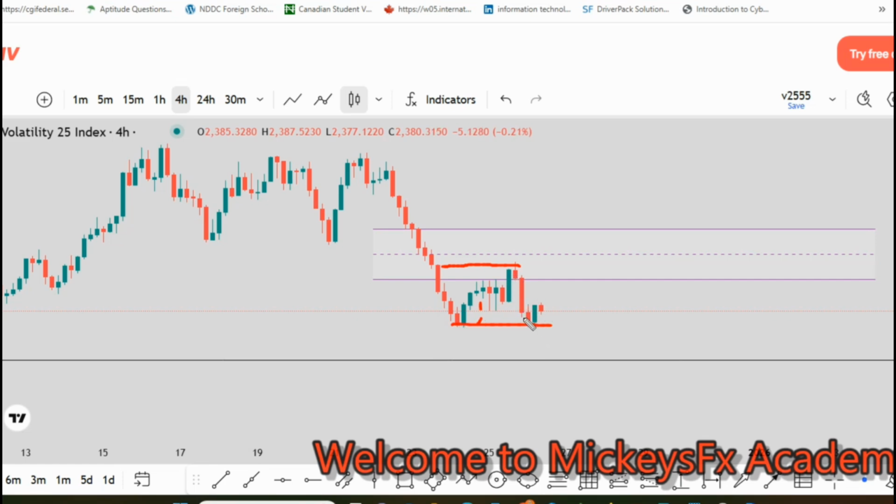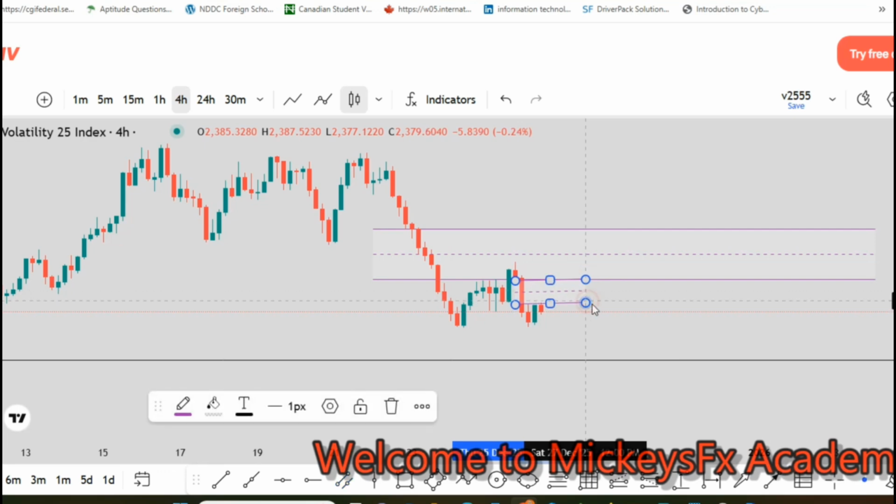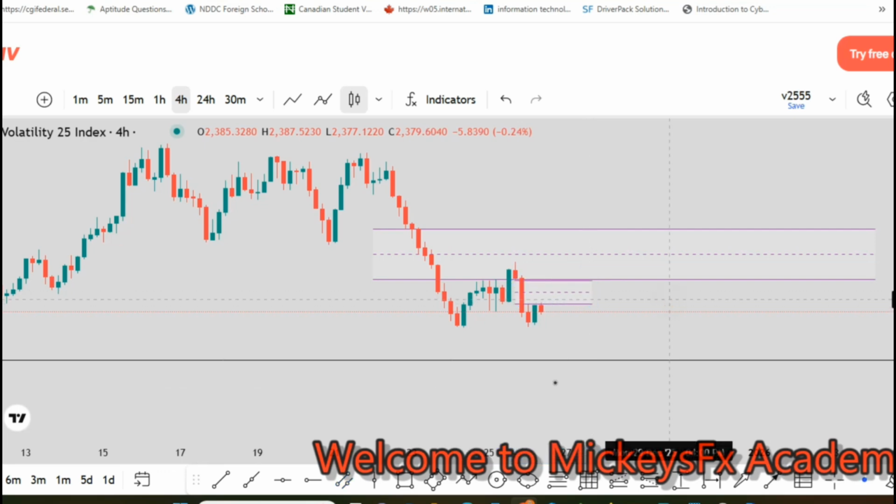And this mini support that is formed on the 4 hours time frame is what the price is currently reacting to, and we're still going to see a sell. The sell is going to continue because currently, if you look at it very well, we are seated on the 4 hours fair value gap. This is the 4 hour fair value gap. This is another fair value gap on the 4 hour time frame.